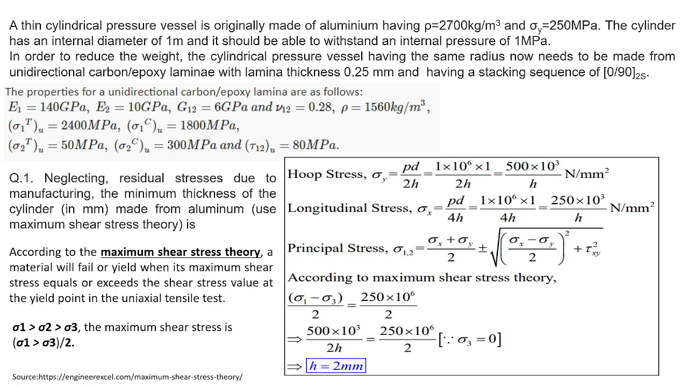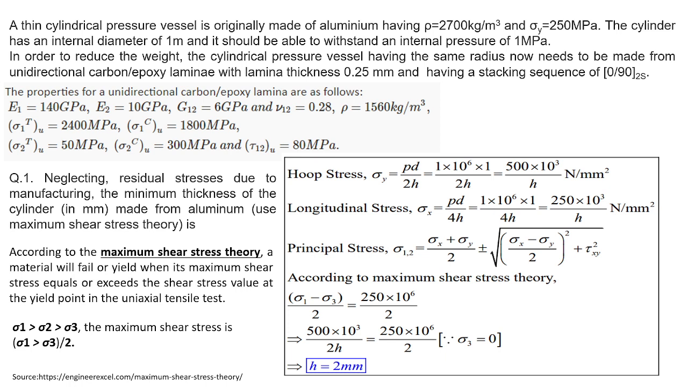There are two types of stresses applied on it, the hoop stress and the longitudinal stress. The formula of hoop stress is pressure into diameter divided by 2 into the thickness. Thickness is not known to us, so we will find the hoop stress in terms of h, that is the thickness of the thin pressure vessel that we need to find. Next is the longitudinal stress, which is equal to pressure into diameter divided by 4 into the thickness. Again, we will get the value in terms of the unknown variable, that is thickness.